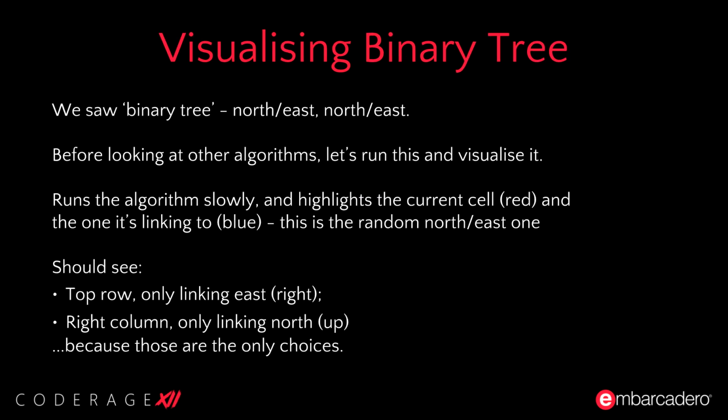So I think that's enough slides without looking at some actual live demos. So let's actually use this to visualize the binary tree that we saw earlier. Just a reminder, the binary tree algorithm links randomly to the north or east. So we're going to run this algorithm quite slowly, and we're going to highlight the current cell that it's looking at in red, and the one that it's linking to in blue. So this is the random north or east one. And we should see a few patterns. We should see that the top row only links to the east, to the right, and the right column only links north, up, because those are the only choices. But otherwise, we will see it randomly linking upwards or rightwards, north or east.